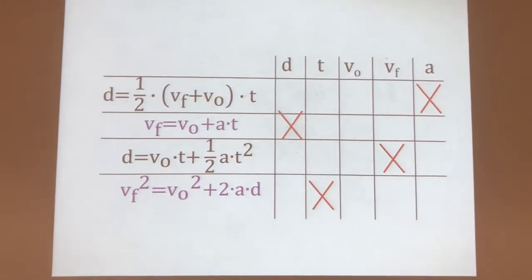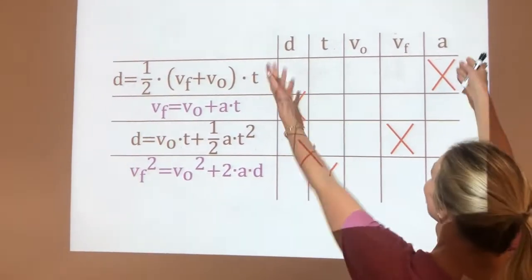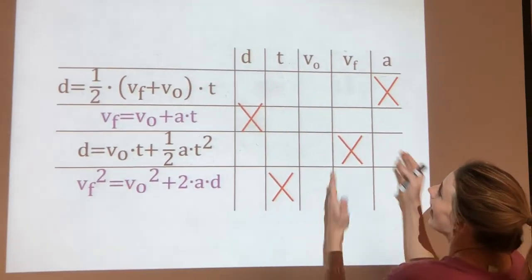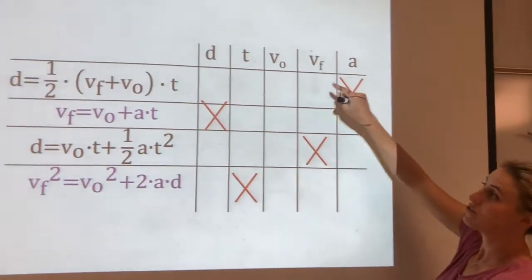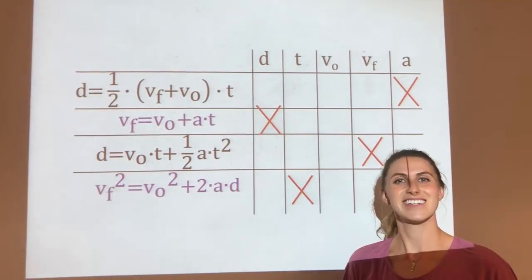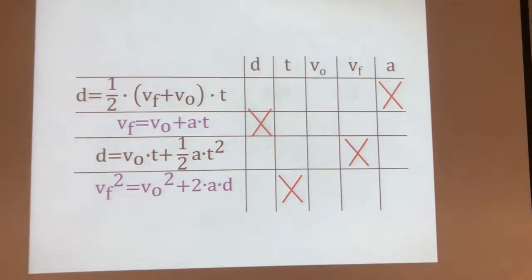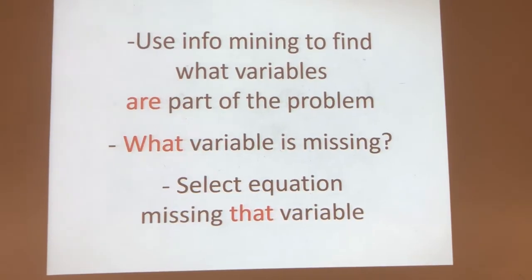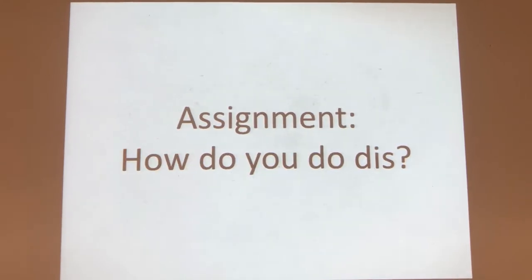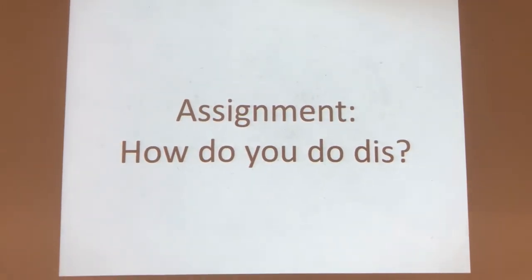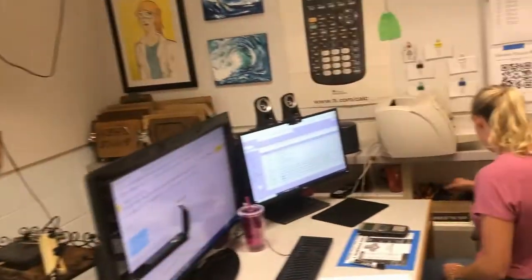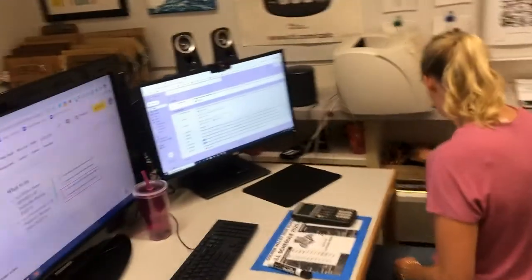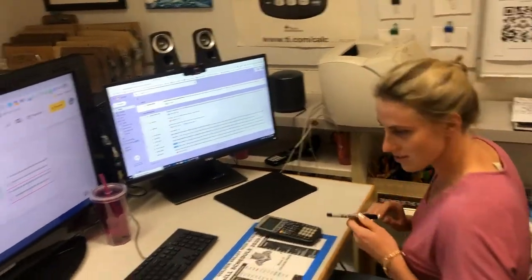So, for example, if I had a word problem that had all 4 of these variables but did not give me acceleration, I would use this equation. That makes sense to me. Okay. So now that we sort of know how to use that, let's take a look at your assignment for today. How do you do this? I'll use this. Okay. All right.